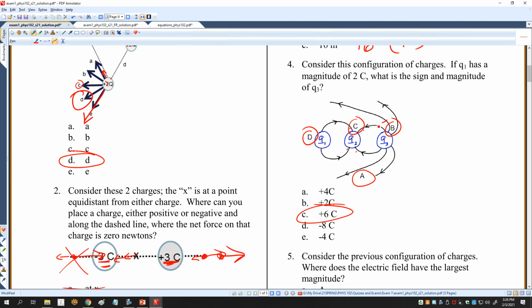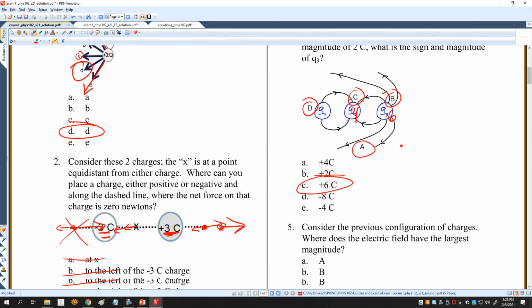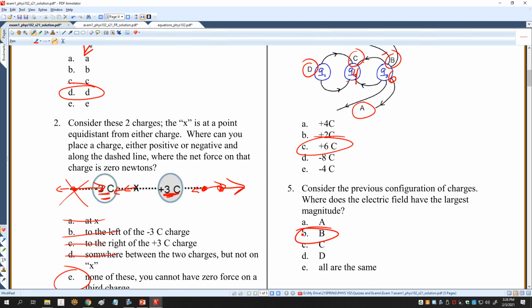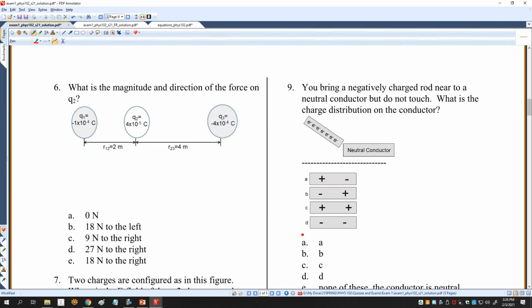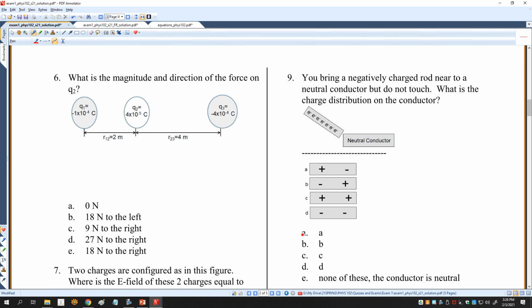However, I can also go and say, well, this is a 4 coulomb charge and this was a 6 coulomb charge. So if I'm closer to the 6, if I have a bigger charge, it will create a bigger electric field. So B is the right answer. Should have been able to tell that from the figure, but you can also discern it from just the difference in the charges. What is the magnitude and direction of the force on Q2?